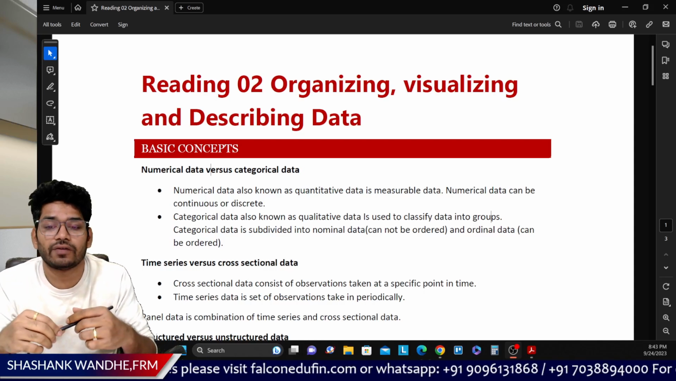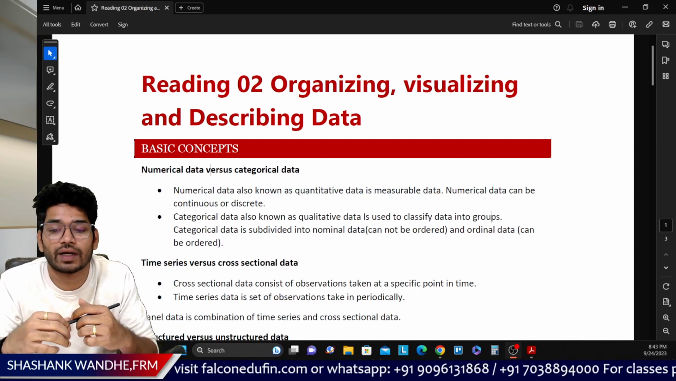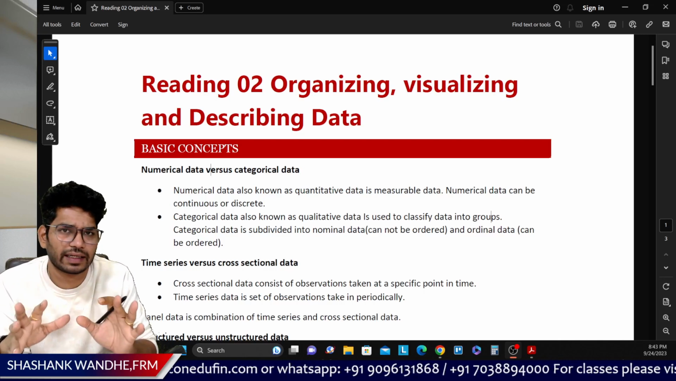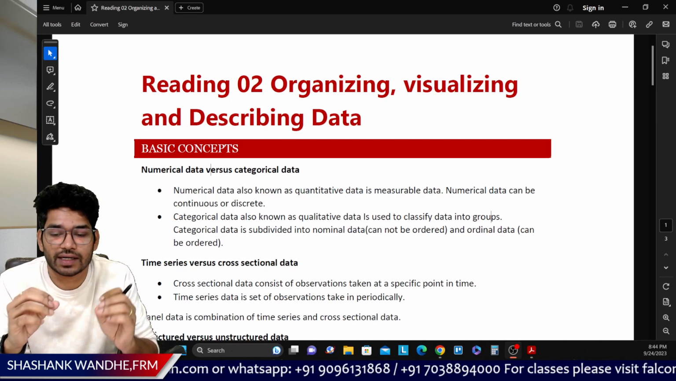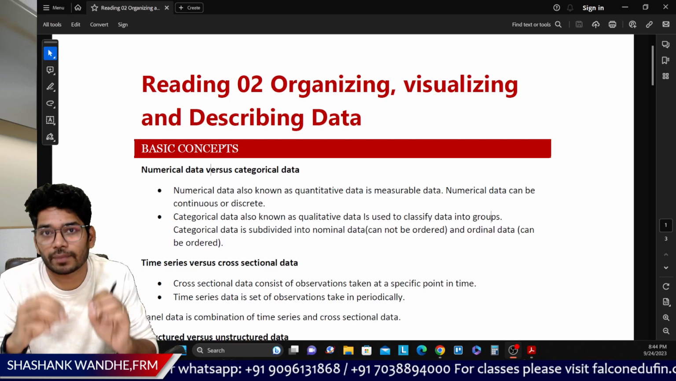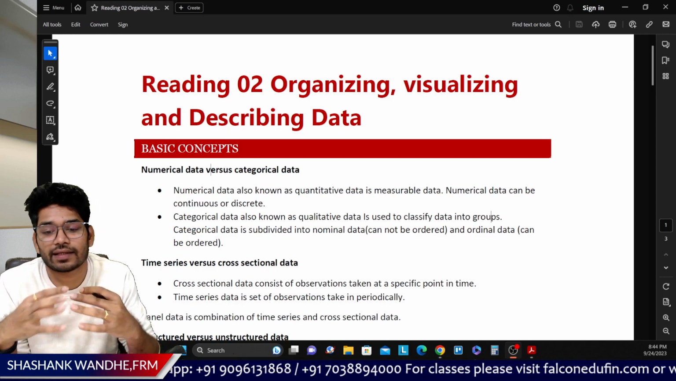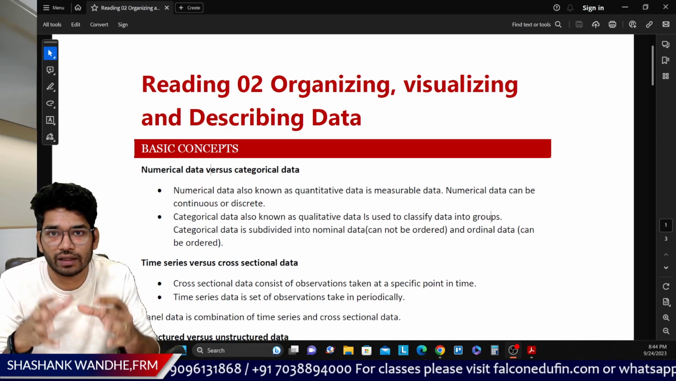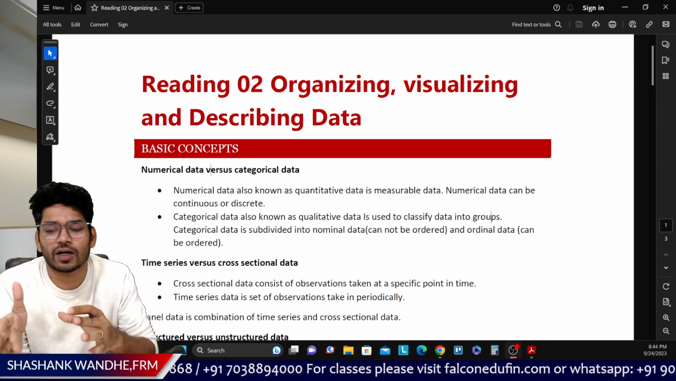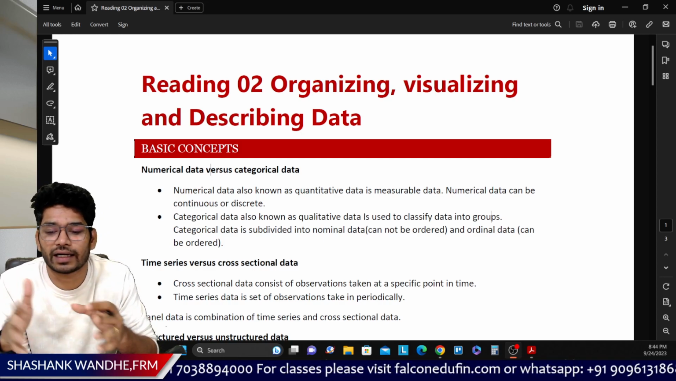Hi friends, now in this session we'll revise reading number 2, organizing, visualizing and describing data. This reading is very basic and relates to descriptive statistics. The first part of the reading is basic terminologies required for descriptive statistics, and the second part is basic concepts related to descriptive statistics. Basic terminologies like what is numerical data versus categorical data and so on.